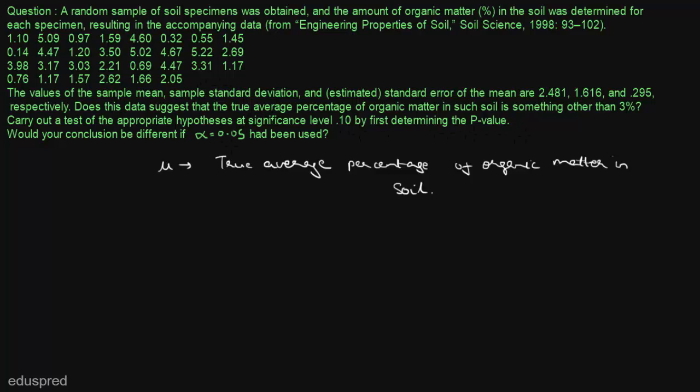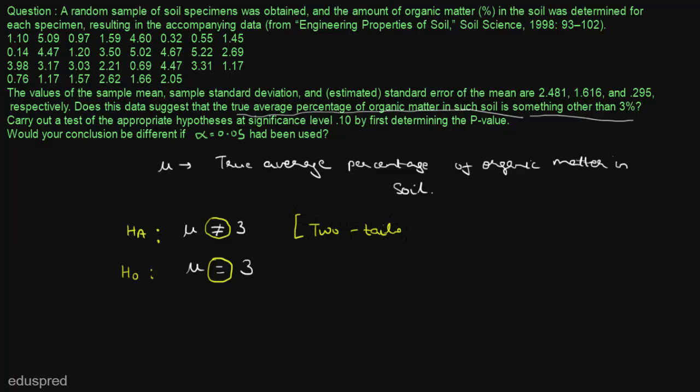So it says that the true average percentage of organic matter in such soil is something other than 3%. So that means the claim is mu is not equal to 3. So the counterclaim of this claim would be mu equal to 3. And because this has an equal to sign, this is our null hypothesis, and consequently the claim is our alternate hypothesis. Now because the alternate hypothesis has a not equal to sign, this is a case of two-tailed test.